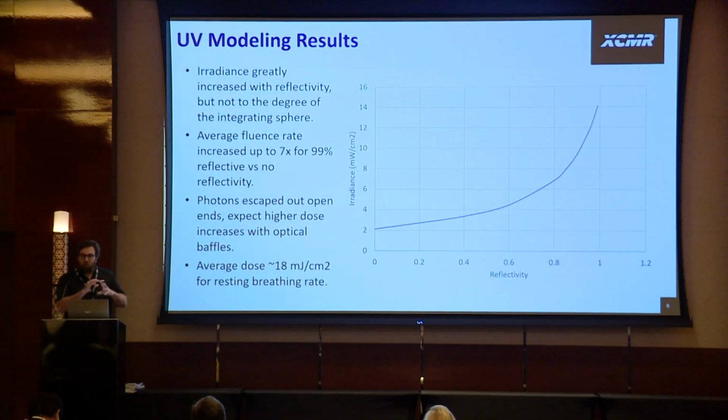As the reflectivity was increased, the average fluence increased exponentially as well, although it didn't quite reach the levels that the integrating sphere reached. What we saw was that there was a lot of light escaping out the open ends, and so we were still getting about 7x irradiance, which you could roughly relate to the disinfection potential of the system.